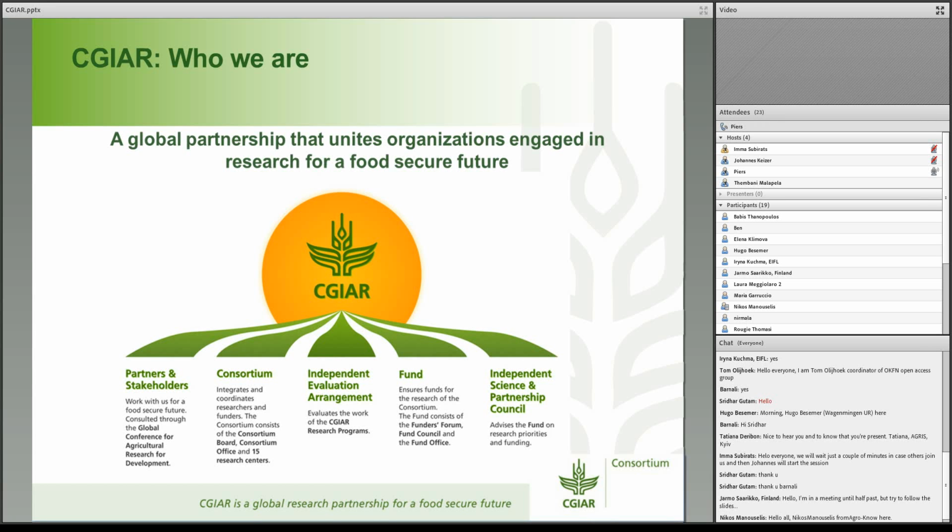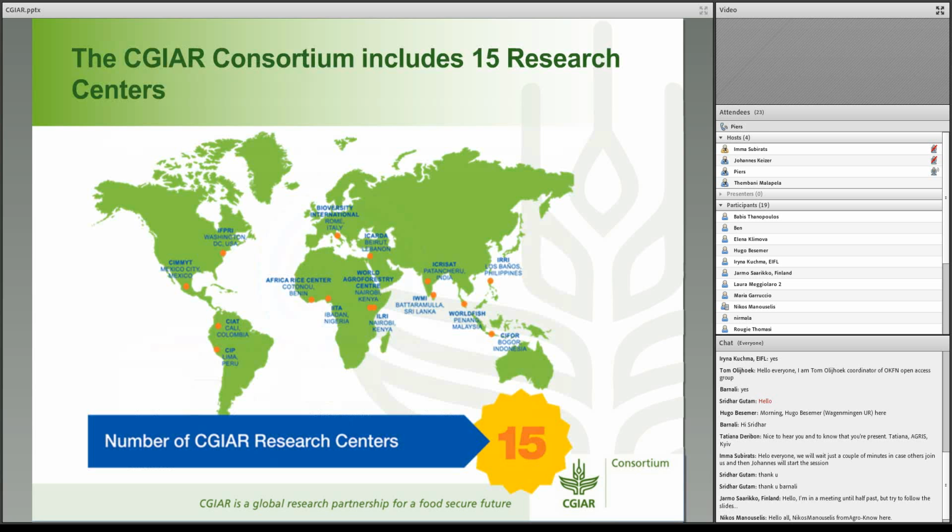As I mentioned, the CGIAR Consortium includes 15 centers, which are members of the Consortium of International Agriculture Research Centers. They're spread across the world, and in some cases, they've been in existence for more than 40 years. Historically, one of the great challenges for CGIAR has been how to better coordinate and synergize the work of these centers so that we can leverage and collaborate better, both internally and externally.